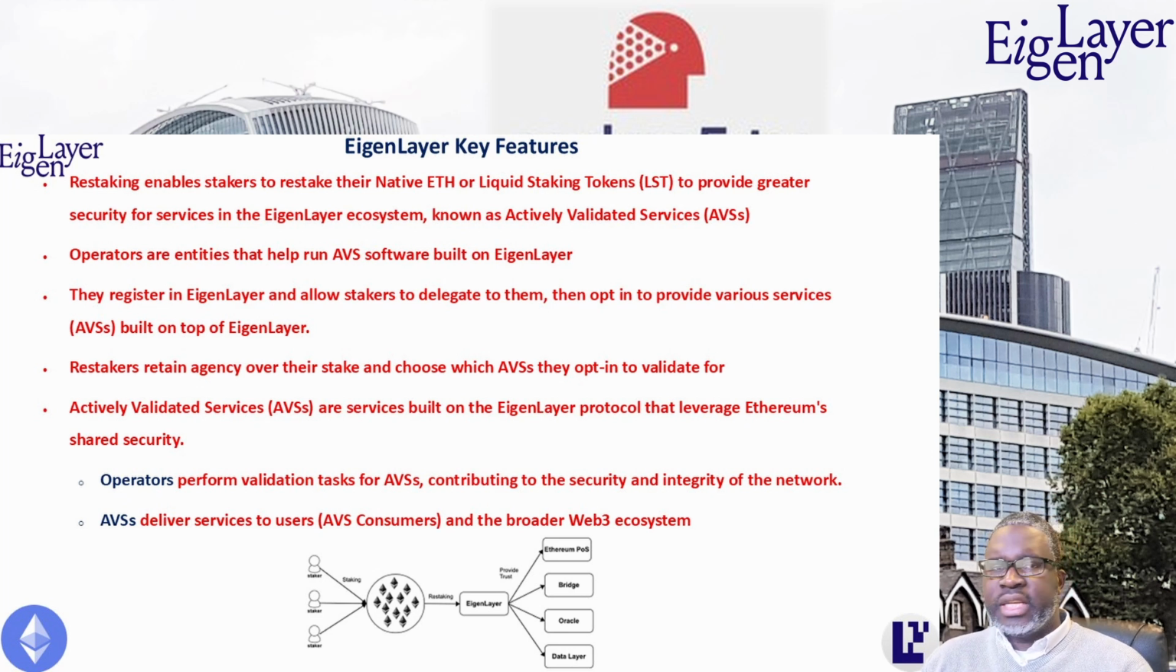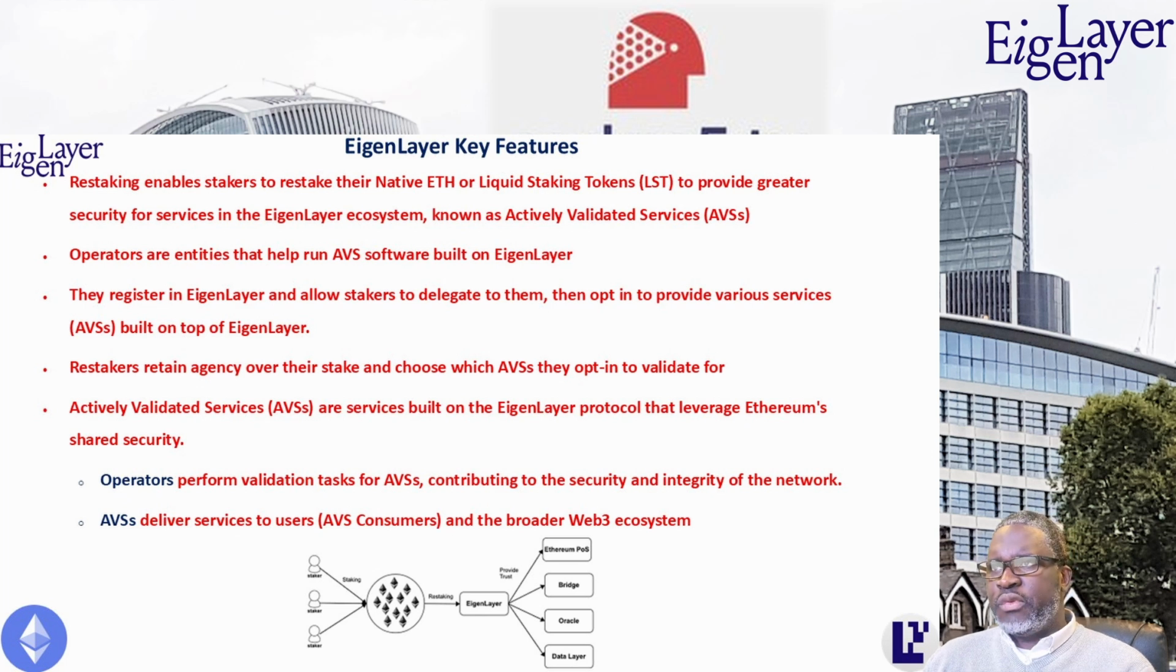The next key feature is around delegation. Delegation is the process where stakers delegate their staked ETH to operators or run validator services themselves, effectively becoming an operator. This process involves a double opt-in between both parties, ensuring mutual agreement. Restakers retain agency over their stake and choose which AVS they opt in to validate for.